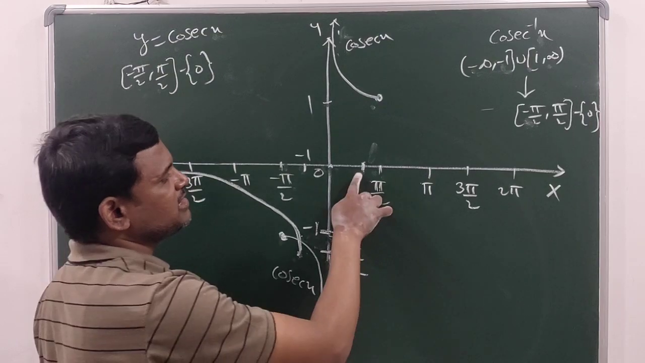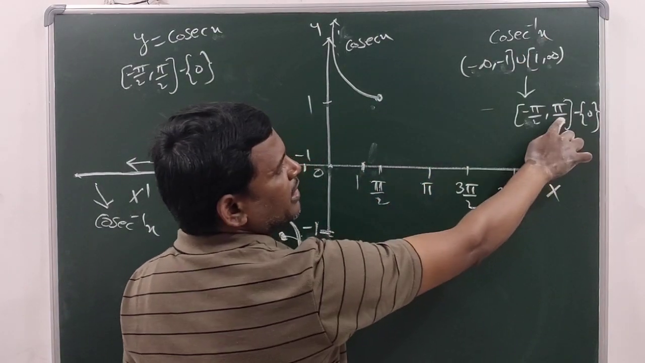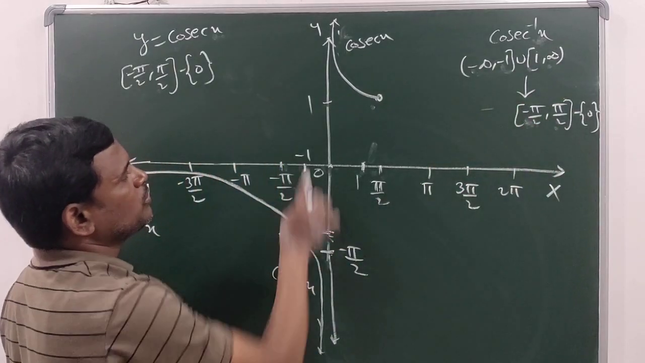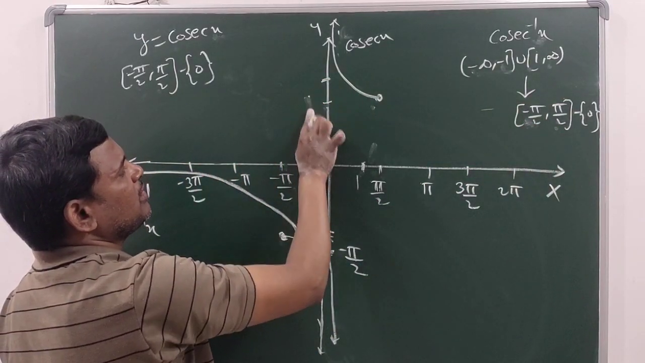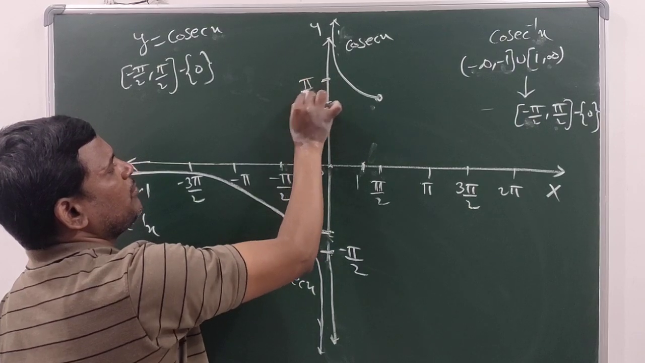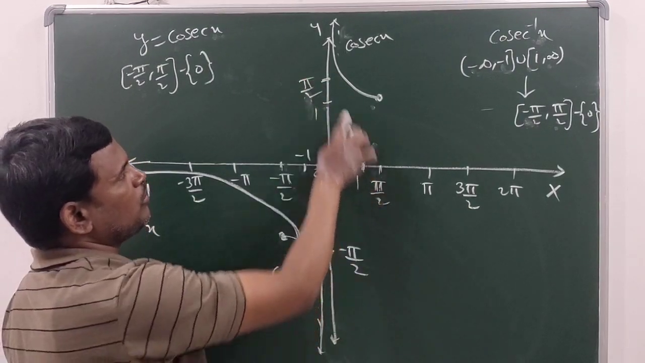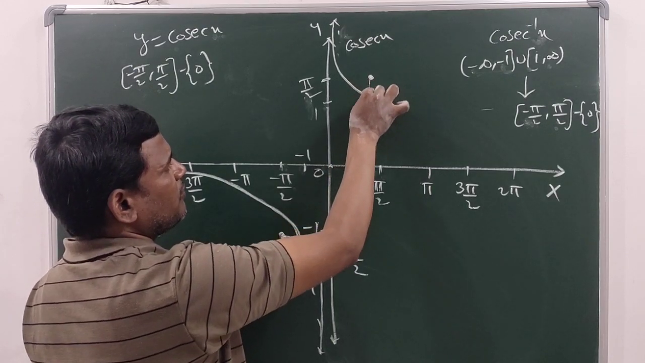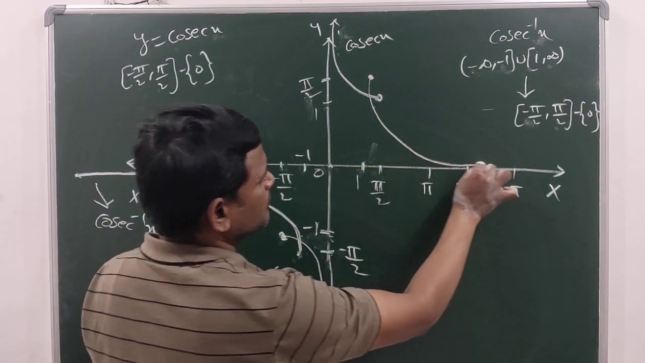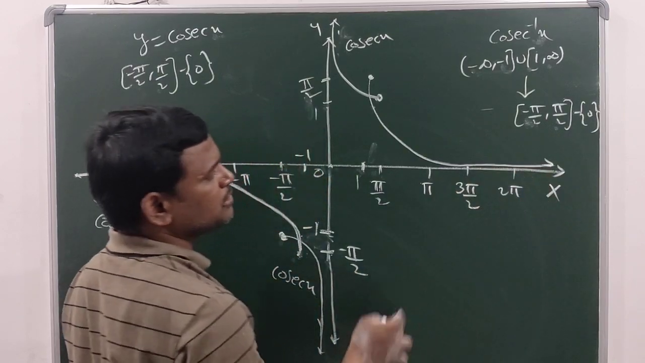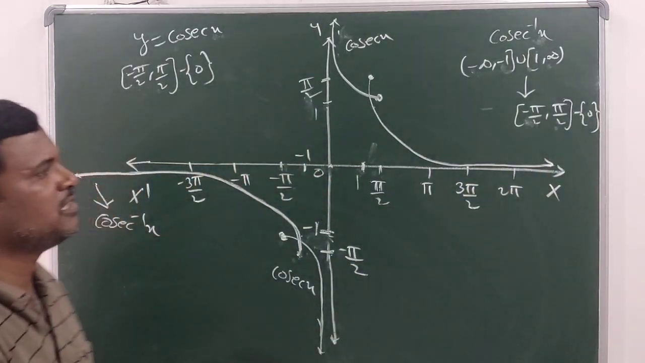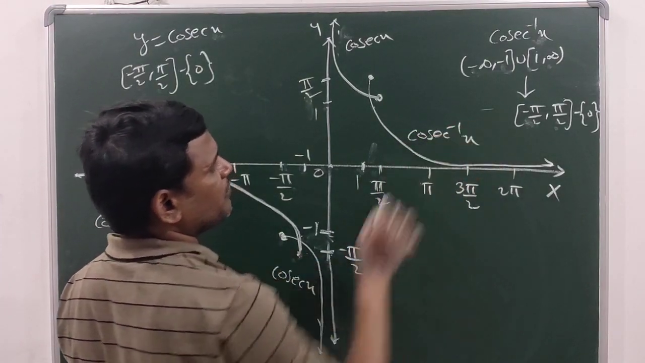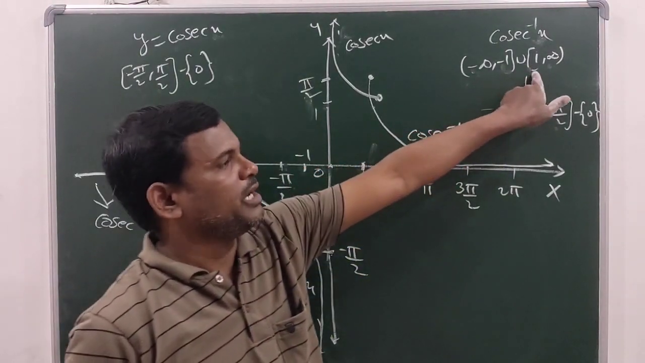Now when it is exactly 1, the corresponding range value is 90. So here is 1, where is 90? If it is 1, 90 will be here. So your graph will go like this, along the x-axis, but it never touches the x-axis. This is the graph of cosec inverse of x in this domain.